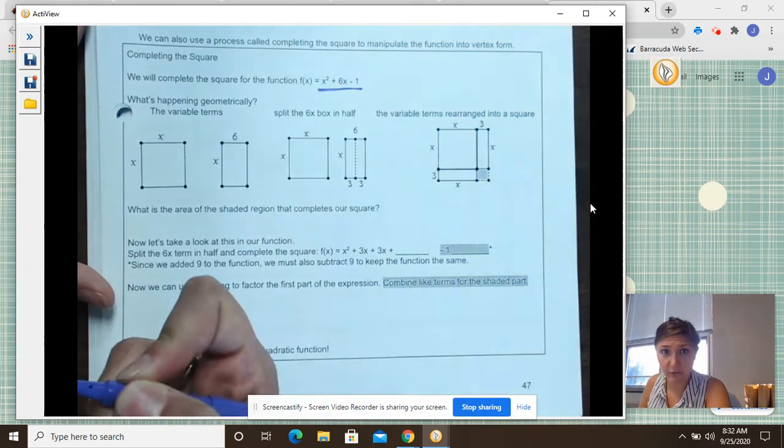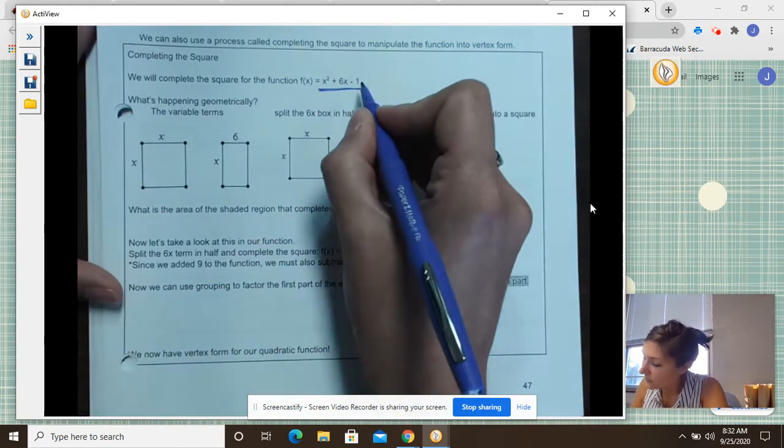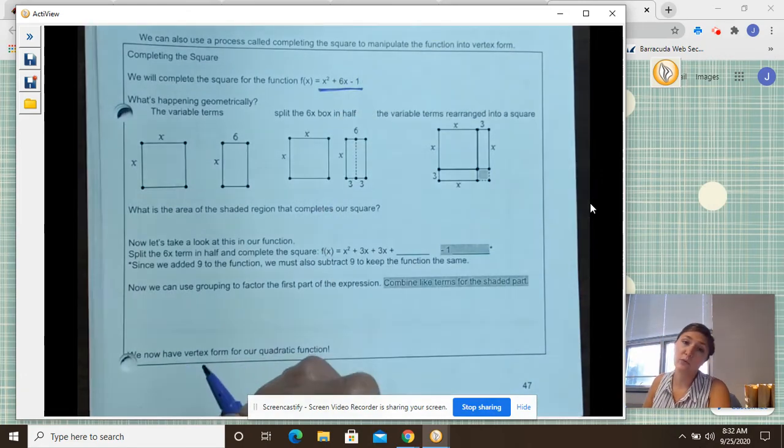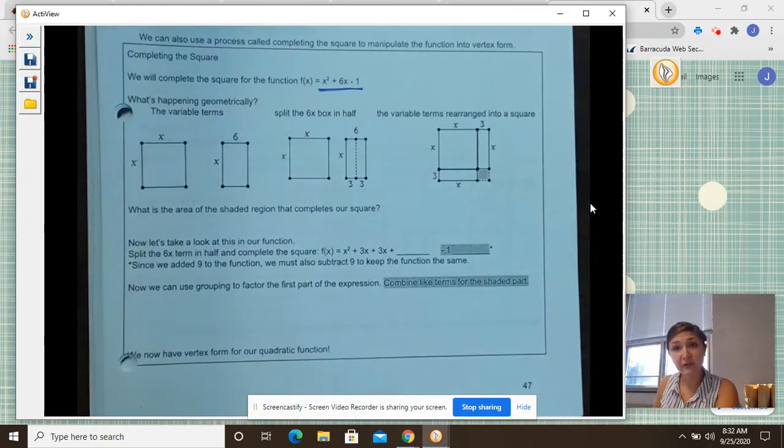So this is standard form right now. Remember, from standard form, I can see the y-intercept, but in order to get x-intercepts, I would need factored form. In order to see my vertex, I would need vertex form. So we're going to look at how to change this into vertex form with this process called completing the square.